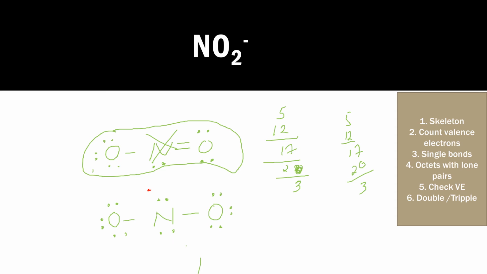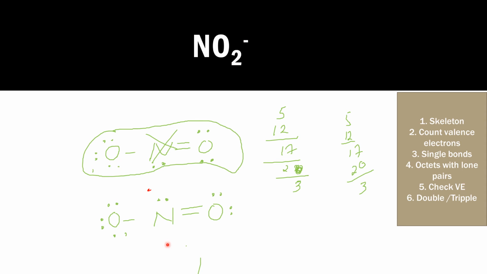Therefore we can put one double bond here, and 2 of them go away. Now concerning this oxygen: 2, 4, 6, 8. 2, 4, 6, 8. 2, 4, 6, 8. So now you can see there's a minus charge over here.